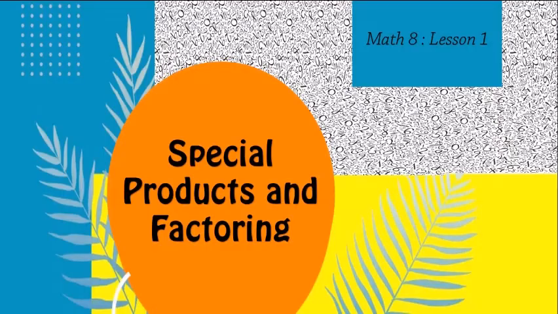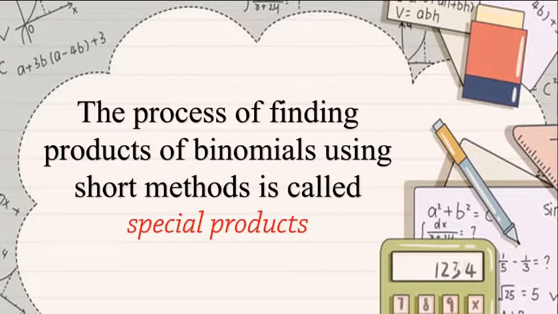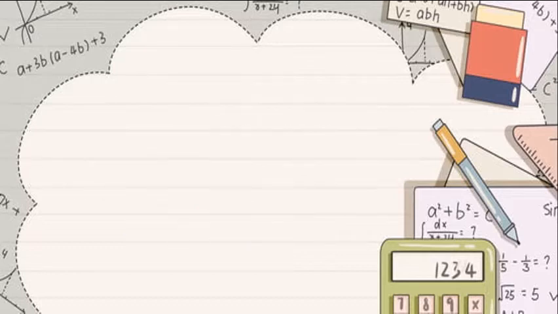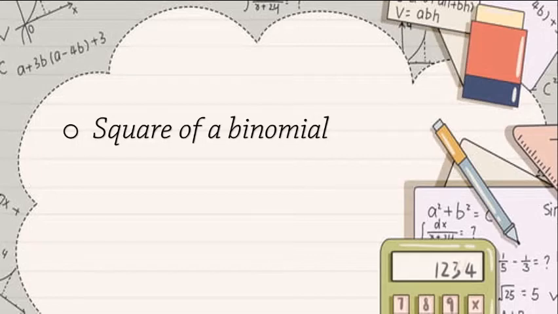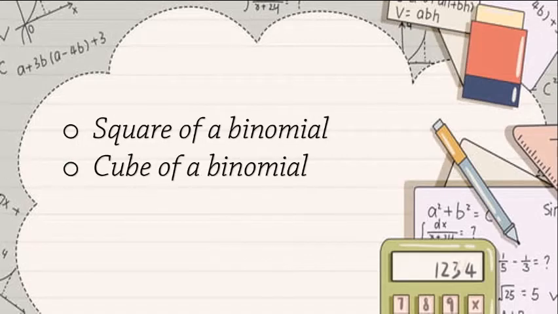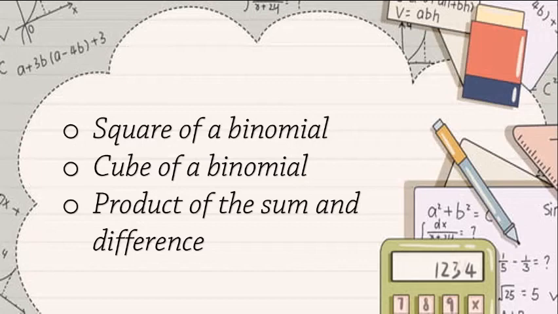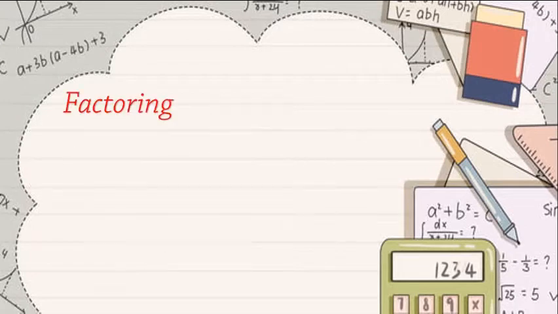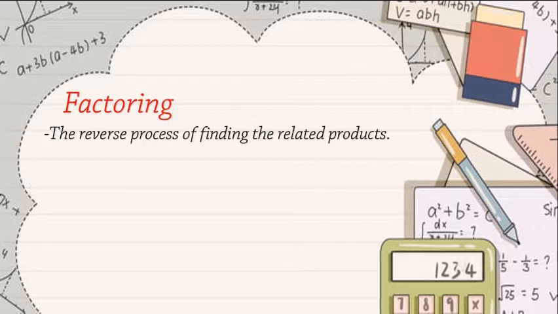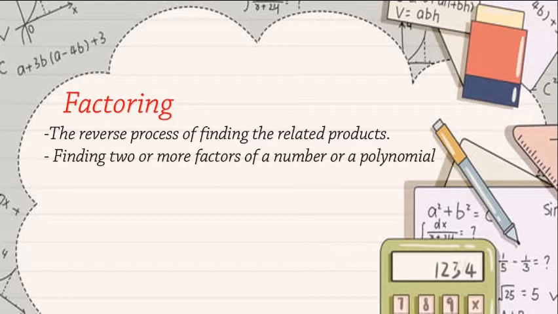Products and factoring. The process of finding products of binomials using short methods is called special products. In special products, we have square of a binomial, cube of a binomial, and product of the sum and difference. Let's define what is factoring. Factoring is the reverse process of finding the related products. It is also the process of finding two or more factors of a number or a polynomial.